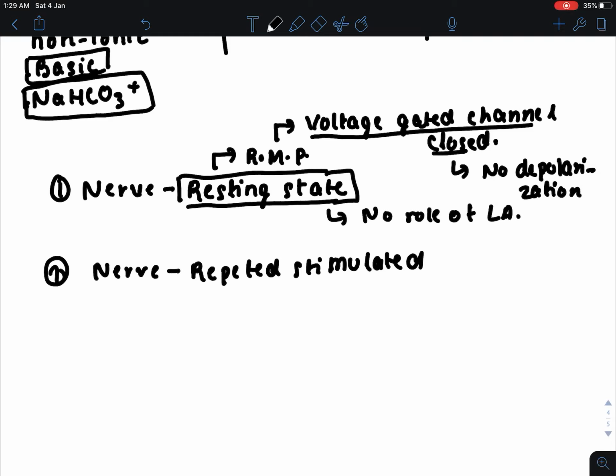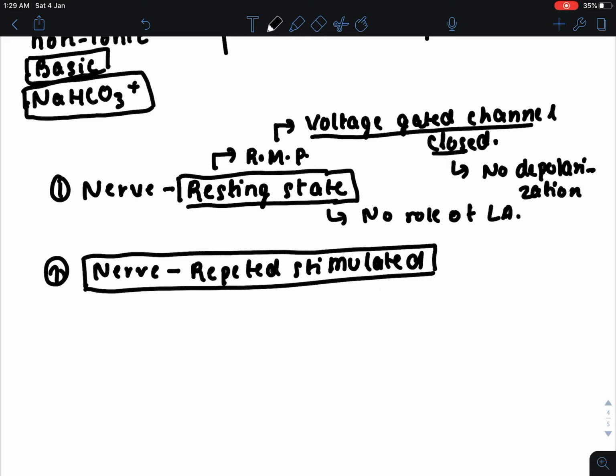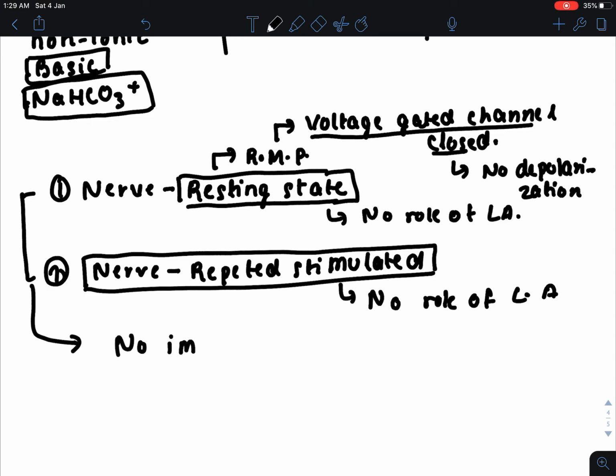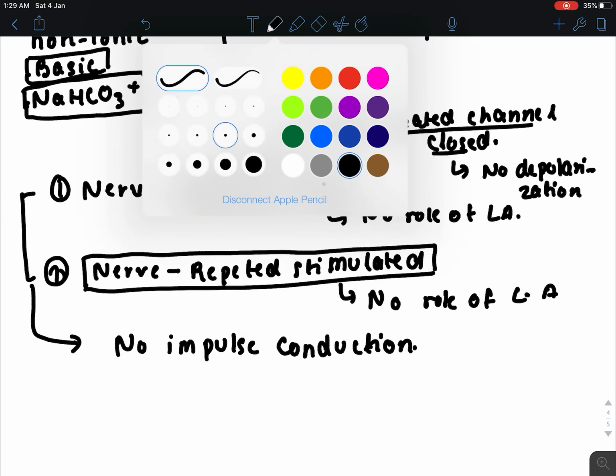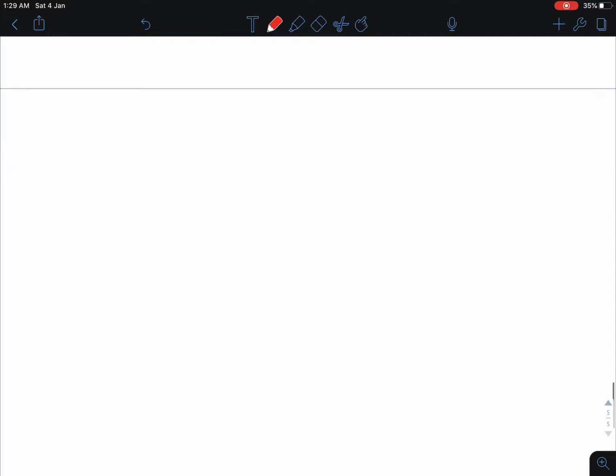And the second thing applied to this also, repeated nerve stimulation, here also there will be no role of local anesthetics, because these two are not conducting any impulse, no impulse conduction. I think it is clear to you all. Now we will see the classification of drugs.